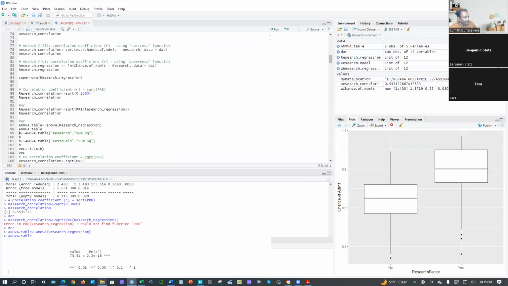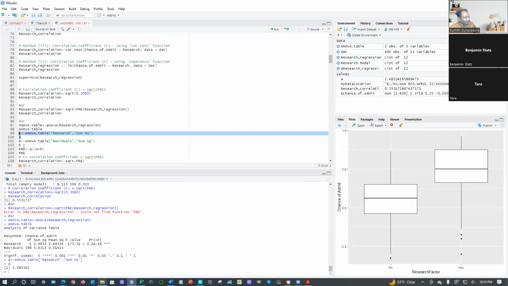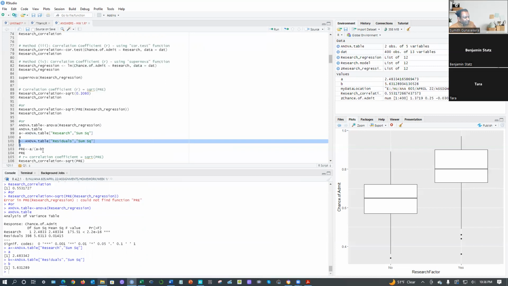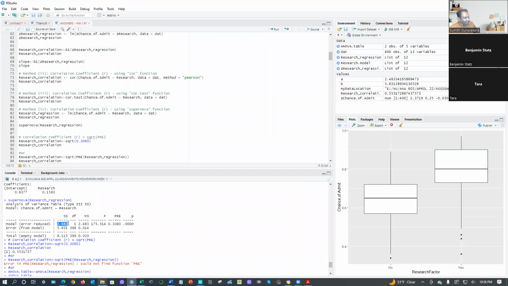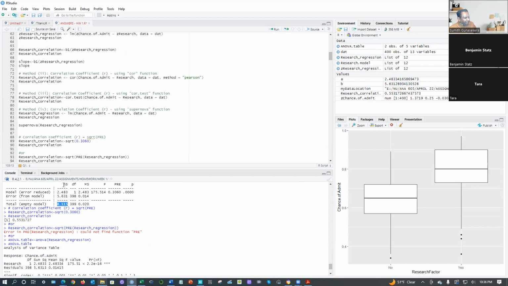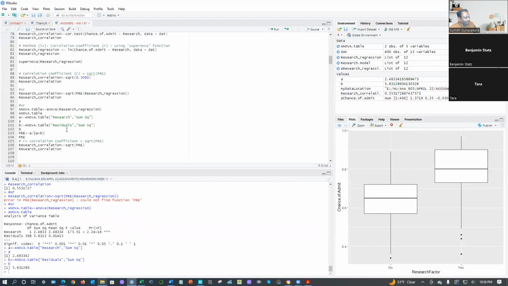Go to the ANOVA table, you get these two, sum of squares. This one is sum of squared error and sum of squared regression. Then you add them. Simply I'm trying to say that this value divided by this value. This value means nothing but the sum of squared regression in this case. Go to the regression row in the ANOVA table.